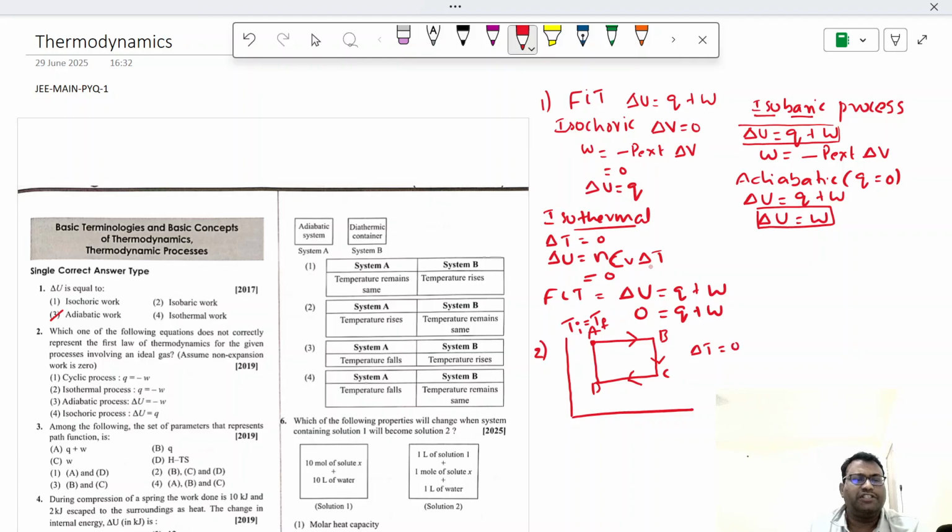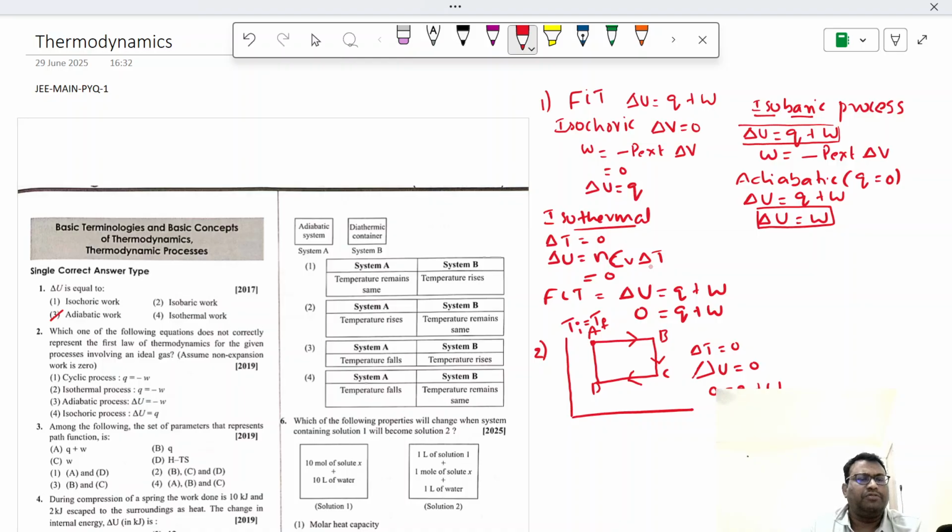If delta T is equal to 0, as we saw previously in isothermal process, then automatically delta U will also be equal to 0. If delta U is equal to 0 according to first law of thermodynamics, then 0 is equal to Q plus W. Then Q will be equal to minus W.